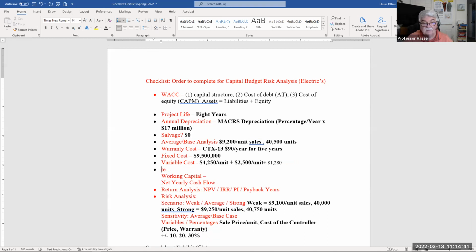Those are the per unit variable costs of this project.